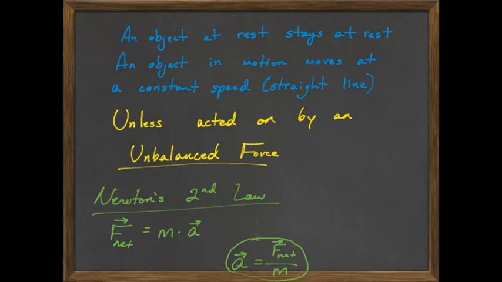So a large mass means a small change in motion. A small mass means a large change in motion. A large force means a larger change, and a smaller force means a smaller change. So this is essentially Newton's second law. But typically the way you'll see it written as we apply it is that net force is equal to mass times the acceleration.